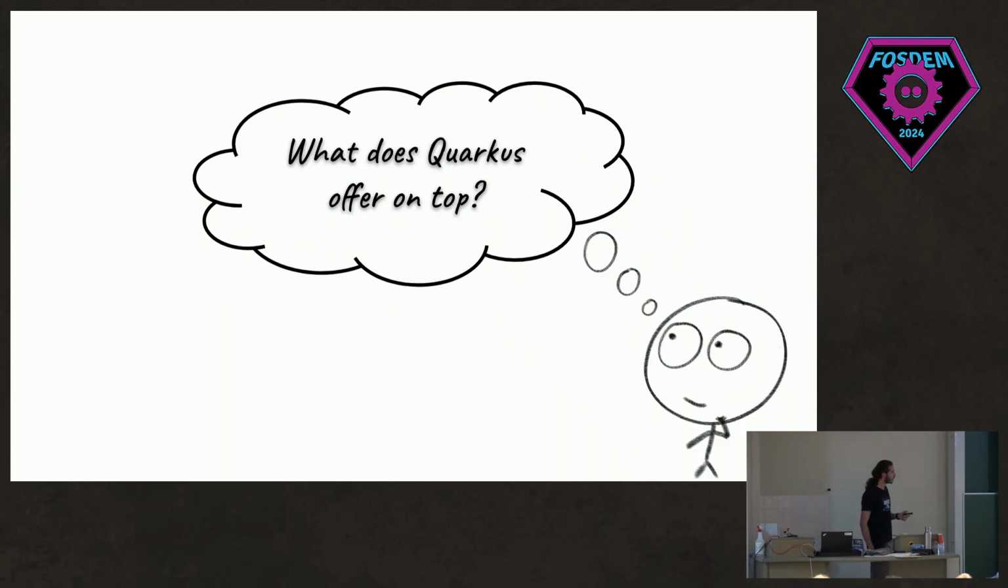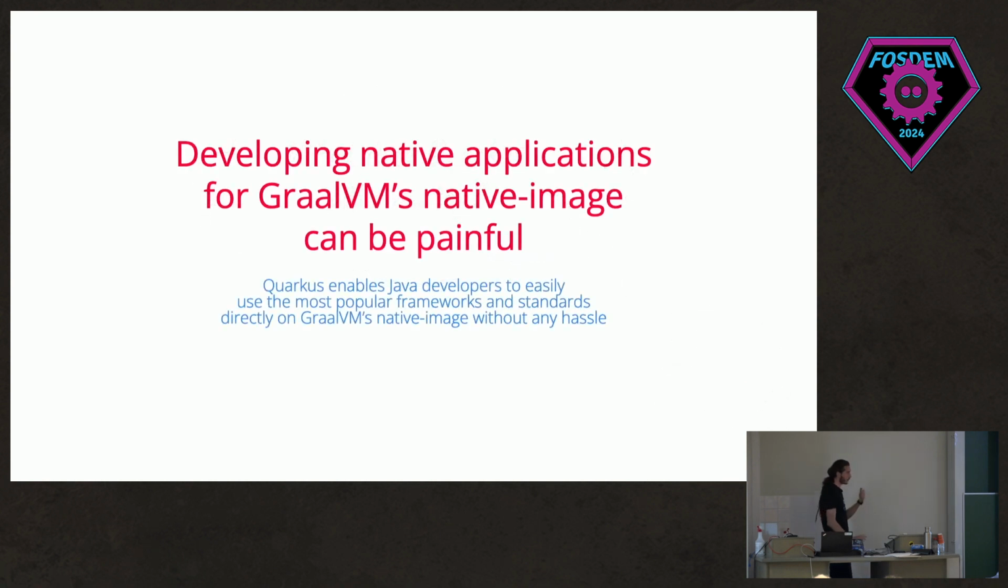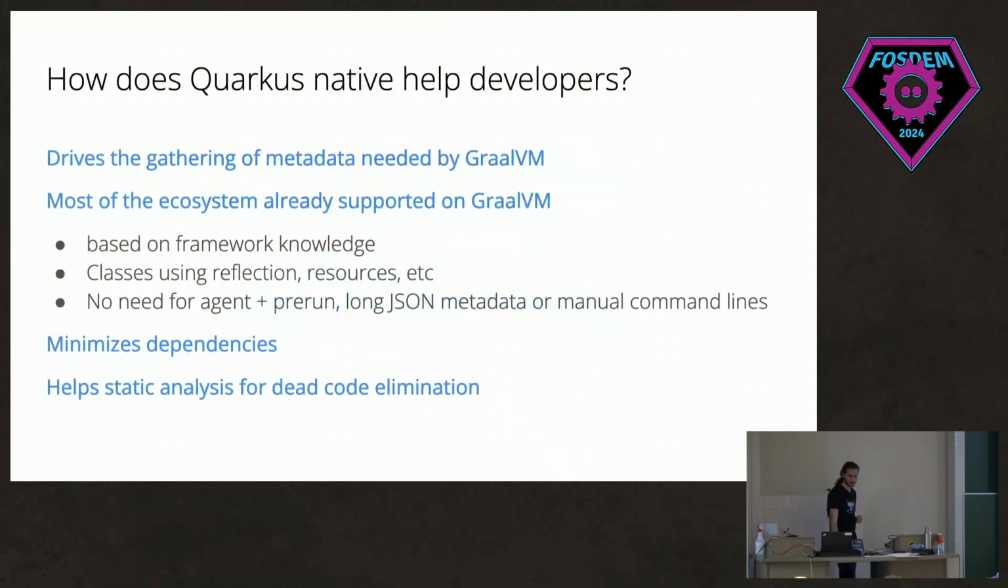So what does Quarkus offer on top of that? GraalVM takes Java and produces native code. So where does Quarkus native come into play? Because of the limitations I mentioned earlier, developing native applications for GraalVM's native image might be painful. And that's where Quarkus comes into play. It aims to help Java developers write their application and compile it to native without having to handle all the extra things that GraalVM native image requires.